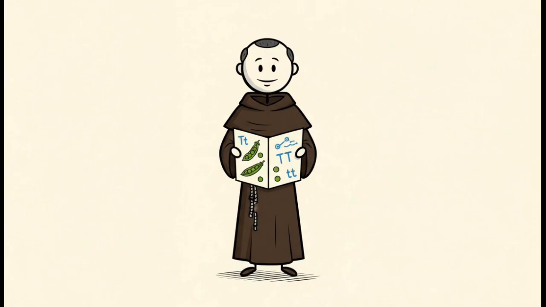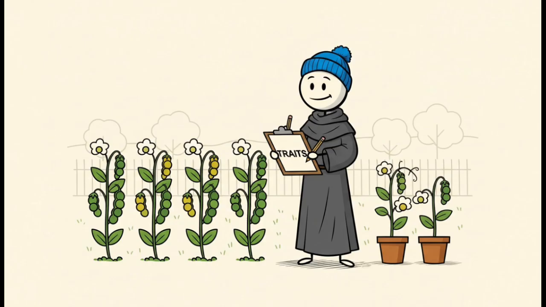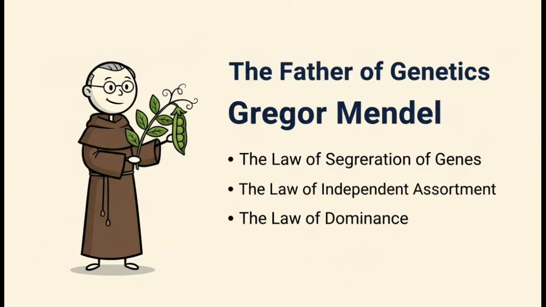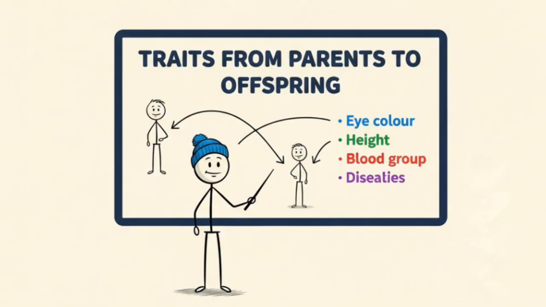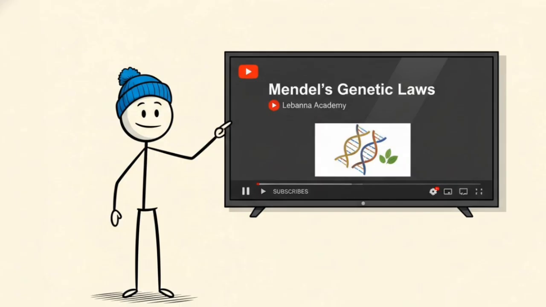Now let's talk about the father of genetics. His name is Gregor Mendel. Gregor Mendel discovered the basic laws of inheritance by experimenting on pea plants. From his experiments, he came up with 3 laws: the law of segregation, the law of independent assortment, and the law of dominance. These laws explain how traits are passed from parents to offspring. More about these laws will be explained in my next video.